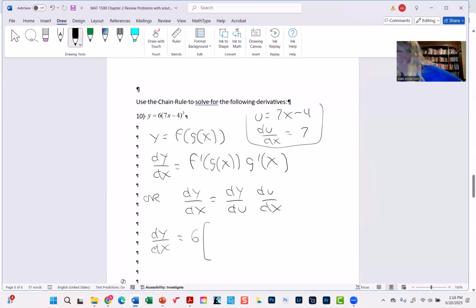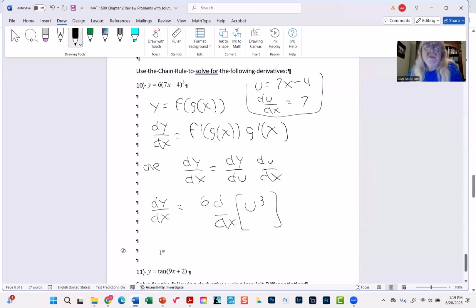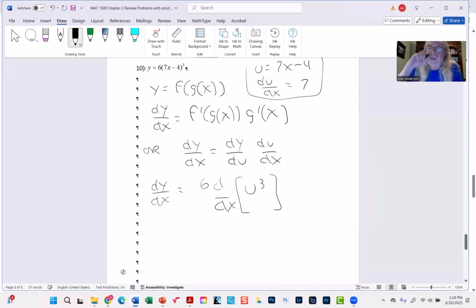So that means what we're actually differentiating is, think of this as u cubed. If we've defined u to be 7x minus 4, what we're actually doing is taking the derivative. I've moved the 6 on the outside of u cubed, so that makes it a little easier to see that we're just using the power rule.